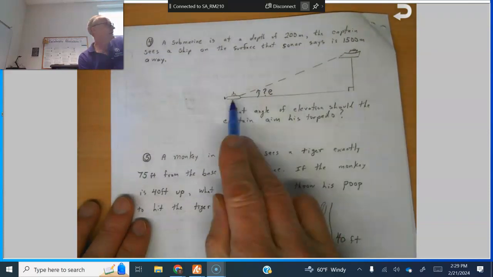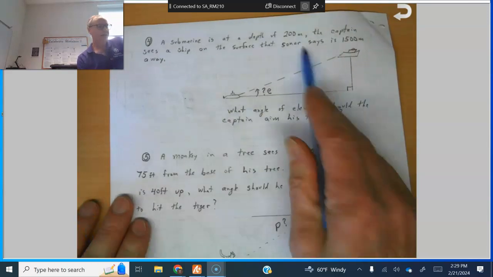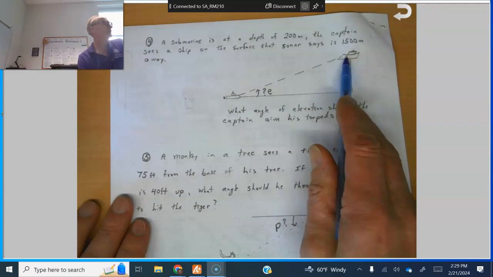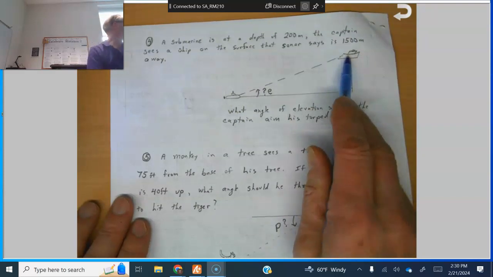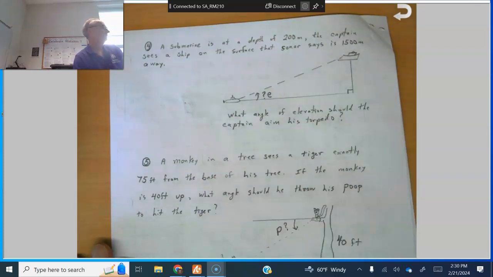Got a submarine, depth of 200 meters. The radar or the sonar says that the ship is 1,500 meters away. And at that point, the submarine's destroyed because he turned on his sonar and he gets found. Not a good plan.